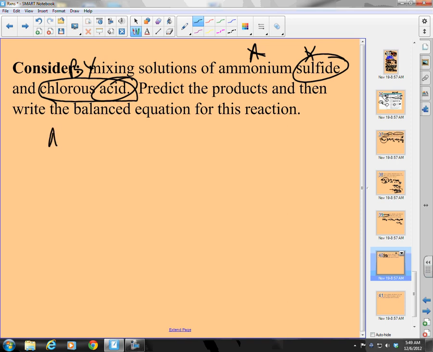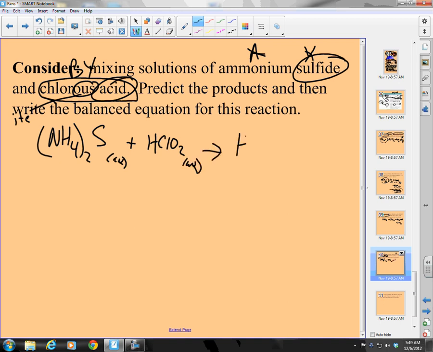So here we go. Ammonium sulfide. Hey, my ammoniums are +1, my sulfides are -2. It's aqueous. Plus chlorous acid. Chlorous comes from what? Ite. Chlorite. That's ClO2. Okay, HClO2, aqueous. What am I going to form? H2S gas plus a salt, and my salt is going to come from this and that, meaning I'm going to form what? Ammonium chlorite. Wow, that's a strange one, isn't it?